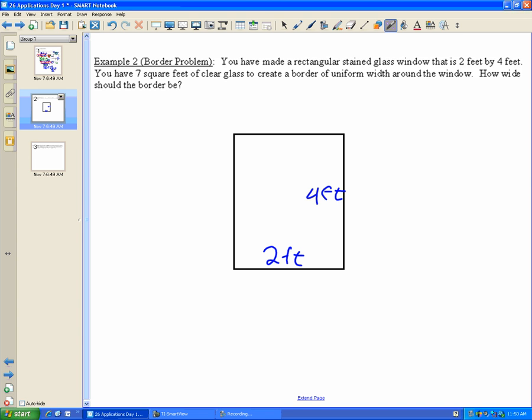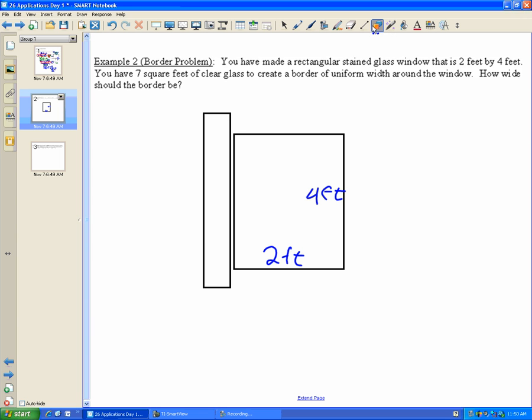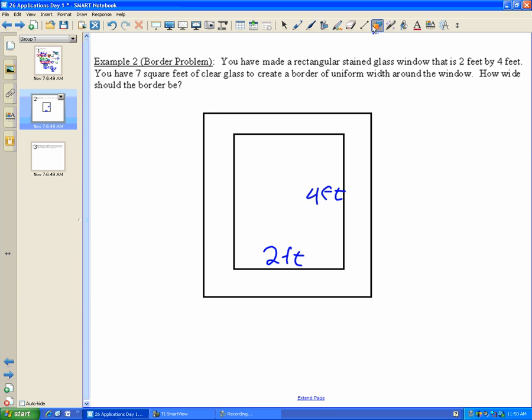So I'm going to get a second rectangle, and I'm going to put it as a border around my first rectangle. That's what it's asking me to do. Since you're melting the glass, I can make it uniform, but I just need to know what this uniform length needs to be. I don't know what it is, so I'm going to call it x. Since it's uniform, it's going to be the same dimension all the way around, x by x by x by x.